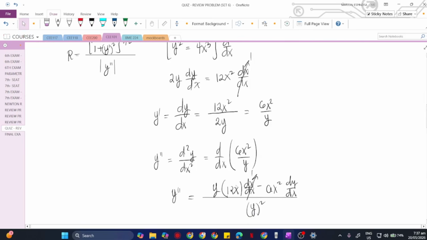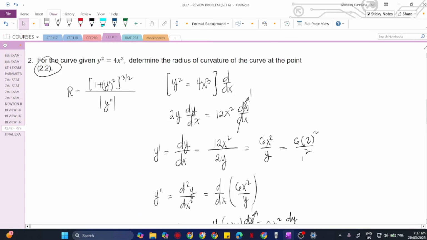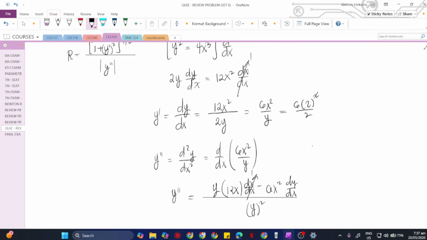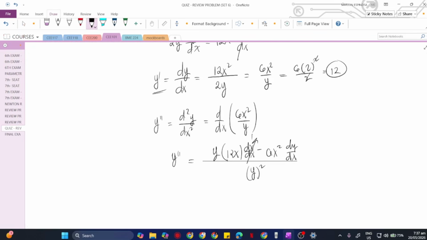We can actually plug in the values already since we are given the point (2, 2). So for our first derivative, our answer here would be 6 times 2 squared all over 2, since x and y are both 2. Canceling a 2, we get 12 for our first derivative. Now, plugging in the values for y and x, and also the first derivative of y with respect to x, that is basically equivalent to 12.